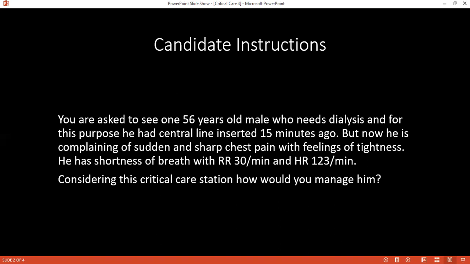Expected urgent or immediate complications are pneumothorax or tension pneumothorax, insertion of the catheter in the artery, or if inserted on the left side, there is a risk of chylothorax. All right. One of the late complications can be central line infection. Infection. Yes.